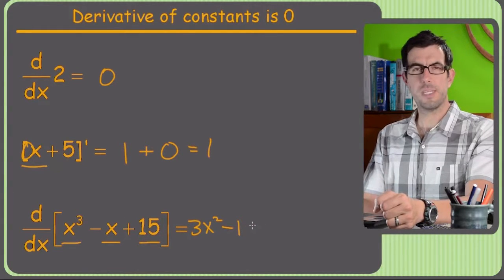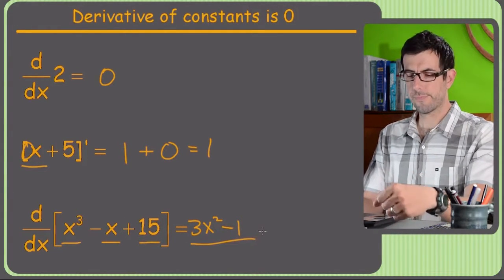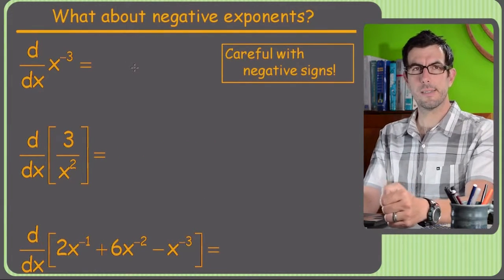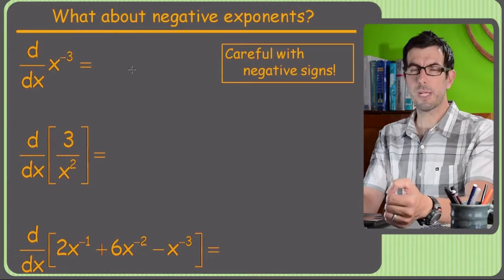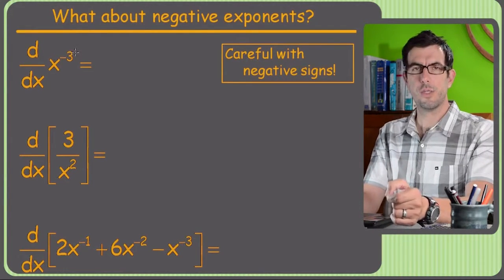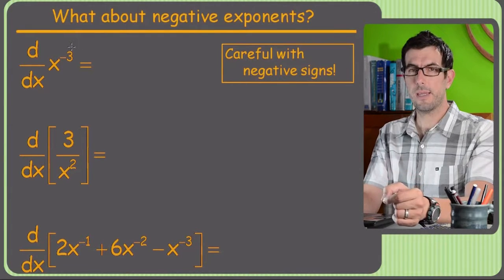And the derivative of 15 is nothing. Cool, so you can see how these start getting pretty fast. All right, last slide, negative exponents. So what do we do? Nothing different, the exact same process. These can be a little bit tricky to spot.